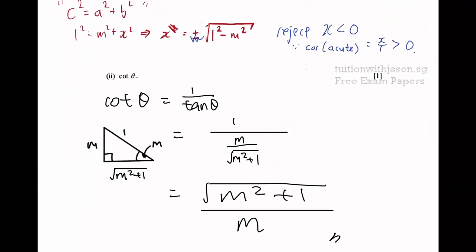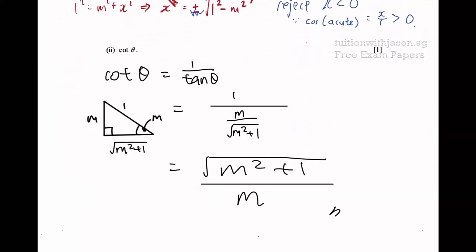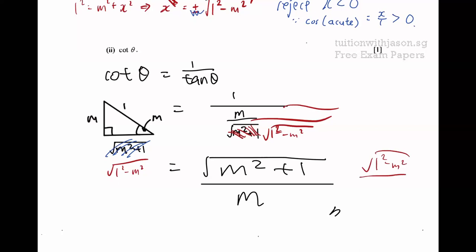Part 2, cotangent theta. Here, cotangent is 1 over tangent. You already got the error carry forward. This one is just 1 square minus m square. Cotangent is 1 over tangent. Tangent is opposite over adjacent. So opposite over adjacent. Can you see my highlighter? Opposite over adjacent, so m over square root, okay, this one error carry forward, square root 1 square minus m square. Then that becomes square root 1 square minus m square all over m.